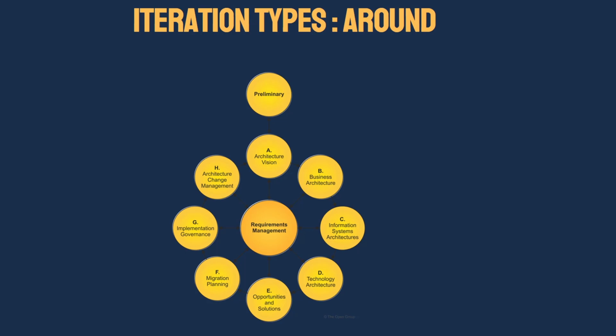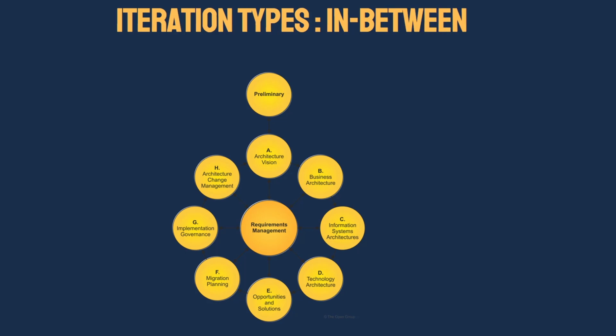The next type is in between, where I might start with step A, architecture vision, then jump over to step E, opportunities and solutions. Take the information that we discussed there and its deliverables. Use that to help me perform step B, business architecture, and then maybe update some deliverables from architecture vision before finally continuing on to step C, information systems architecture.